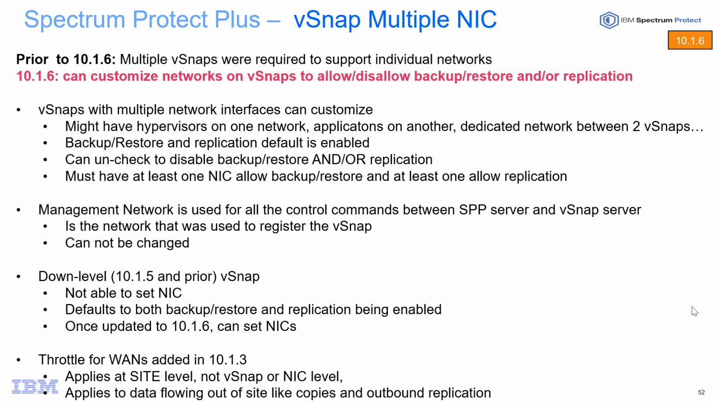So in summary, Spectrum Protect Plus version 10.1.6 introduced the ability to customize the network interface controllers underneath a vSnap to be able to enable or disable backups and restores, and or enable or disable replications on that particular NIC.